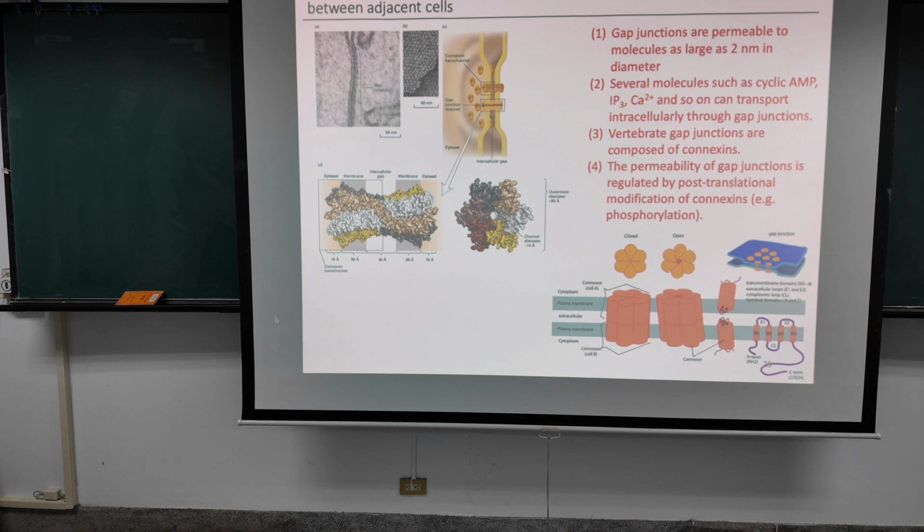Okay, so the connexin has four transmembrane domains. Their structure looks like a slice of pizza.